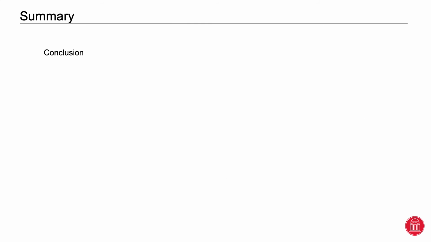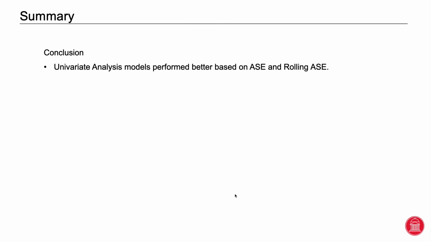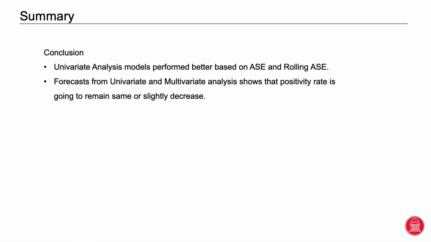Here is my final conclusion. Univariate analysis models perform better based on the ASE and the rolling ASE. Forecasts from univariate and multivariate analysis show that the positivity rate is going to remain the same or have a slight decrease. This tells us that strict measures should be taken to bring down the positivity rate drastically to contain the spread of the virus.